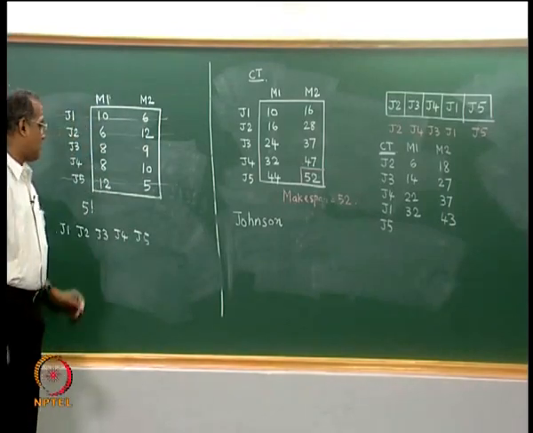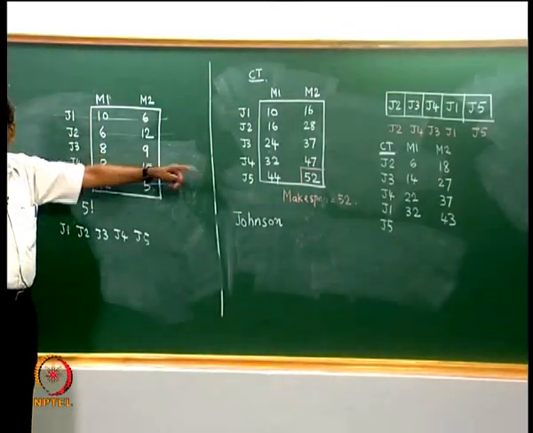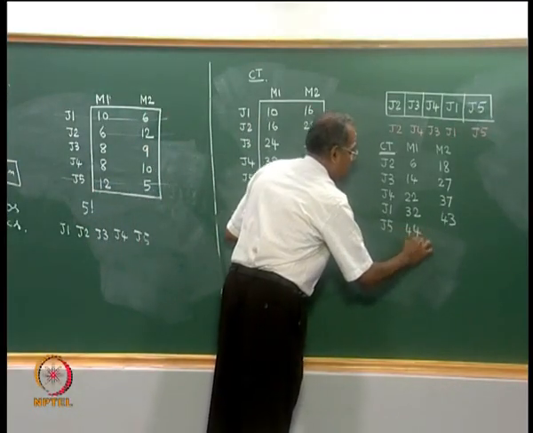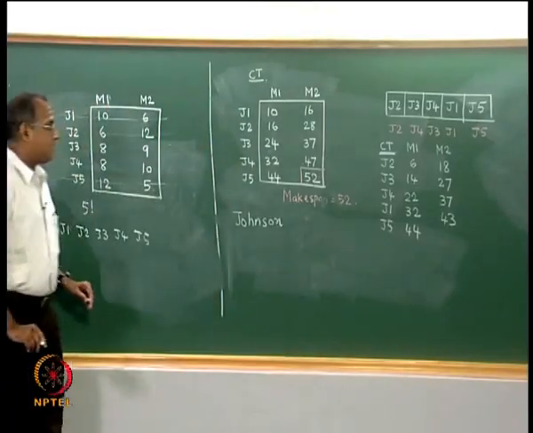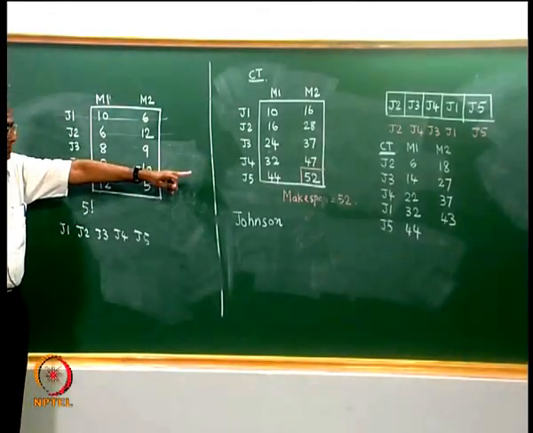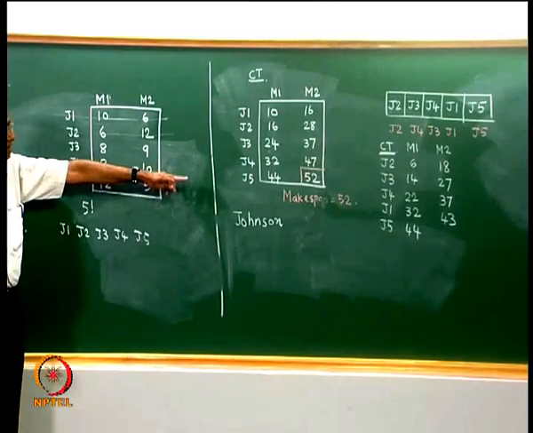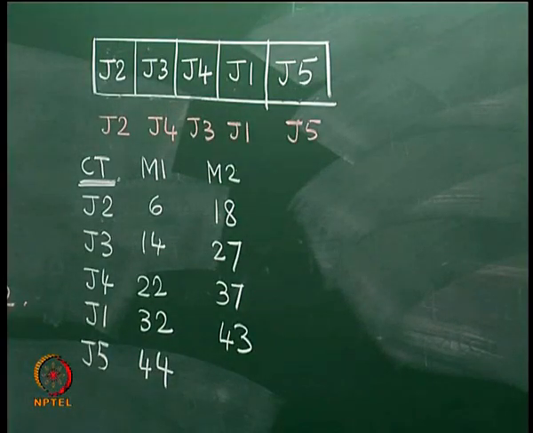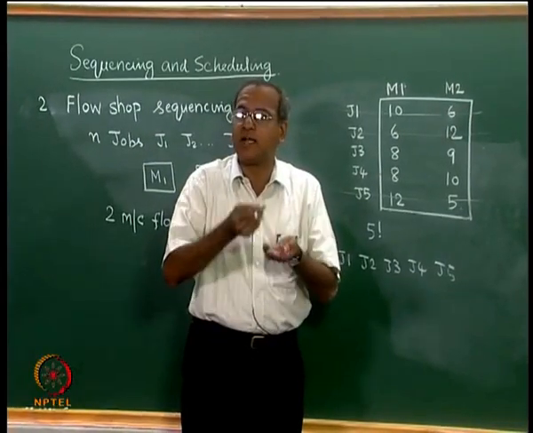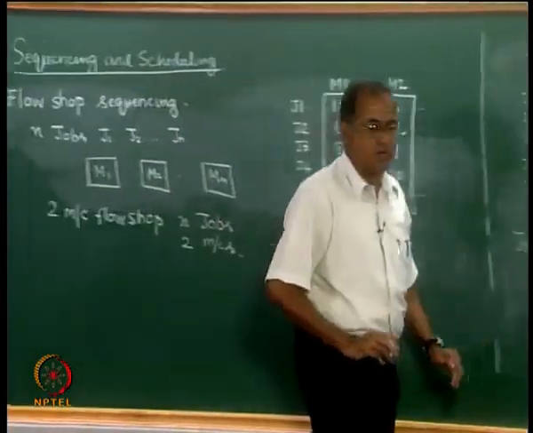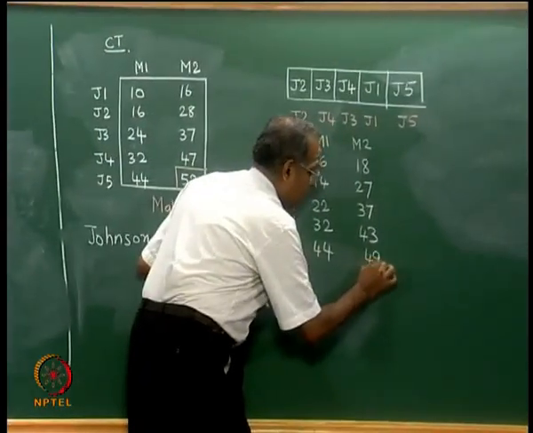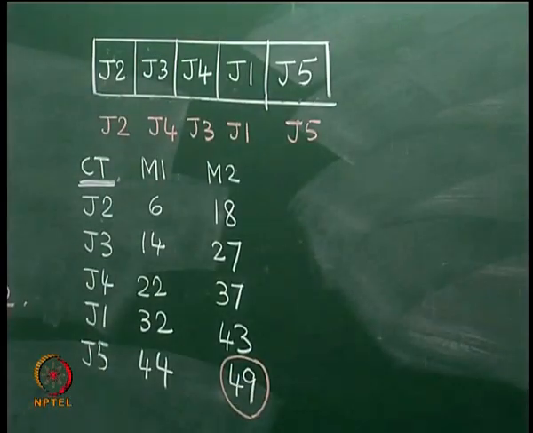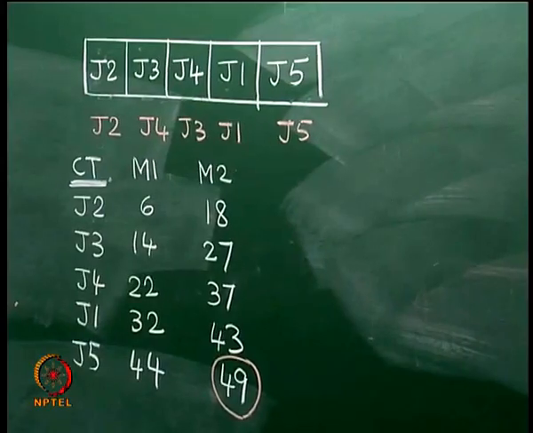J5 is the last job, it can start at time equal to 32, takes another 12 units of time, so finishes at time equal to 44, and now J5 comes out at time equal to 44. M2 is already free at 43, but J5 can take M2 only at time equal to 44, takes another 5 units, finishes at 49, and now all jobs are over at time equal to 49, which is the optimum make span according to Johnson's algorithm.